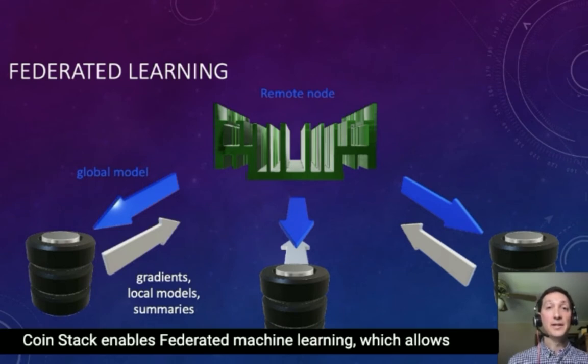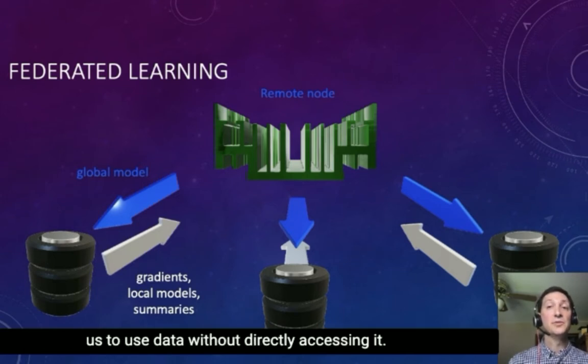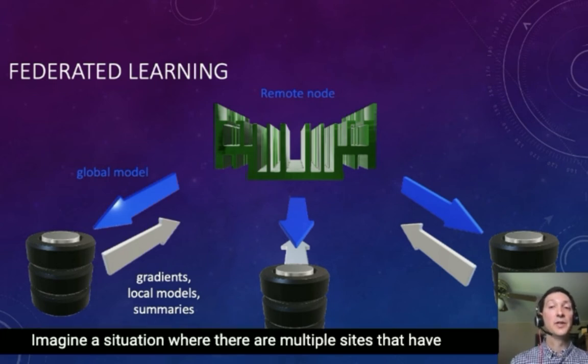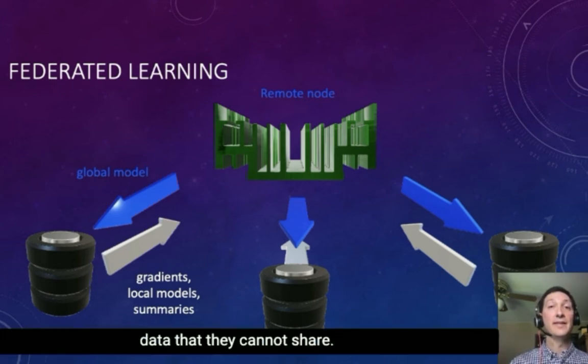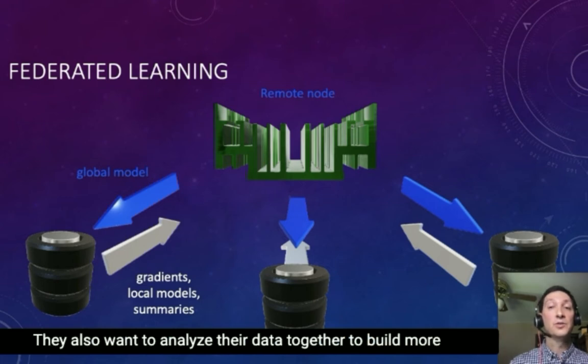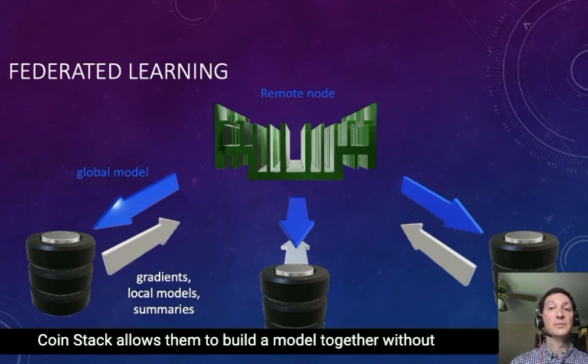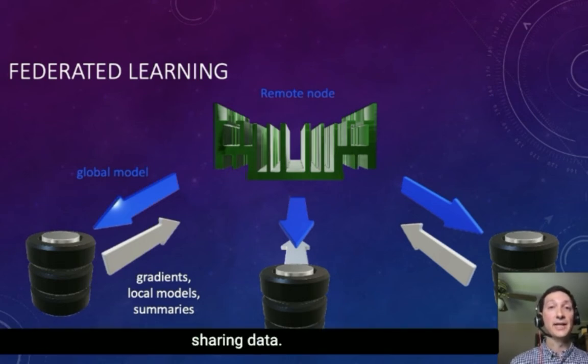COINSTAC enables federated machine learning, which allows us to use data without directly accessing it. Imagine a situation where there are multiple sites that have data that they cannot share. They also want to analyze their data together to build more accurate and generalizable models. COINSTAC allows them to build a model together without sharing data.